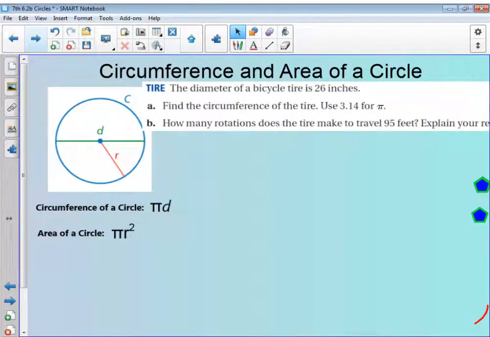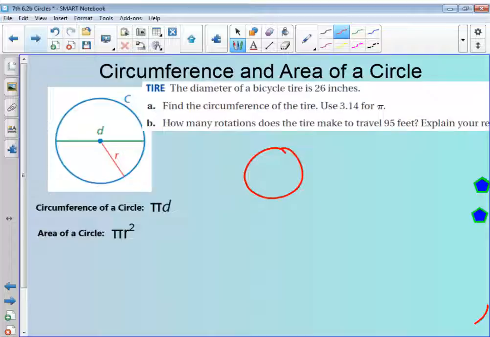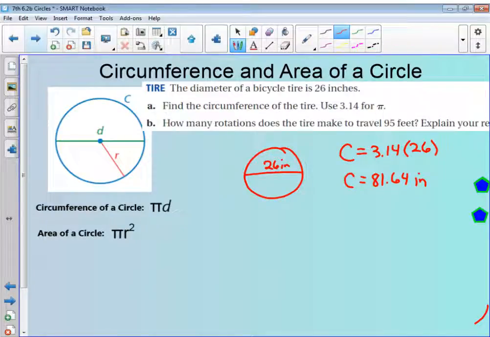It says the diameter of a bicycle tire is 26 inches. I'm somebody that likes to see visually what they're talking about. So here's my circle. The diameter is 26 inches. Find the circumference. Circumference equals pi times diameter. So 3.14 times 26 gives me 81.64, and the label is inches.